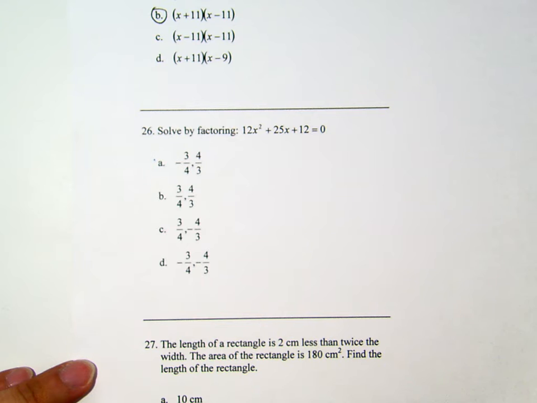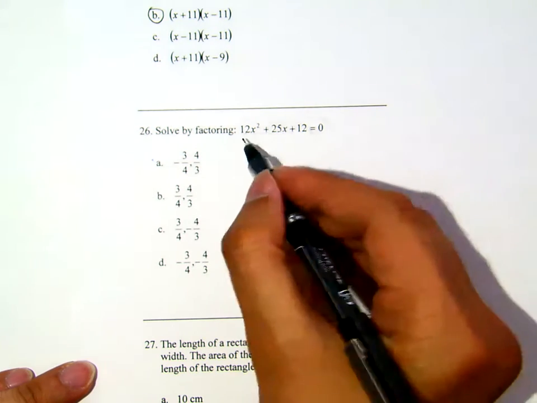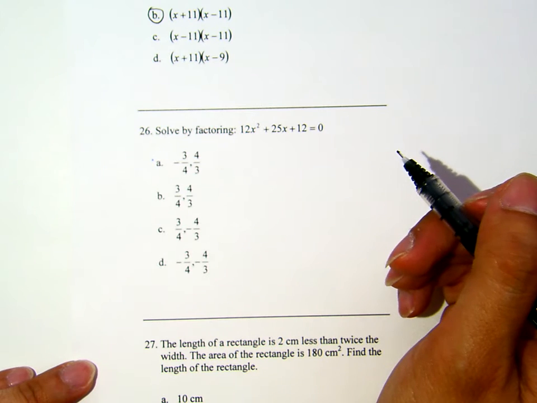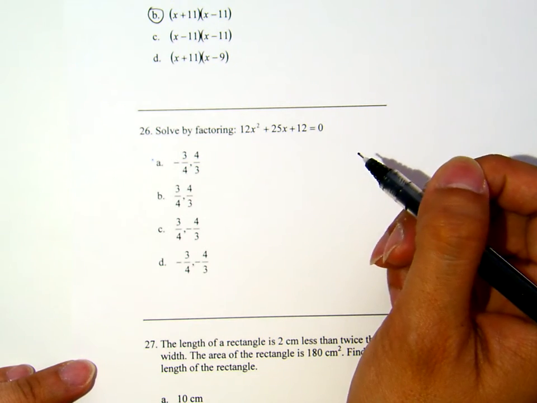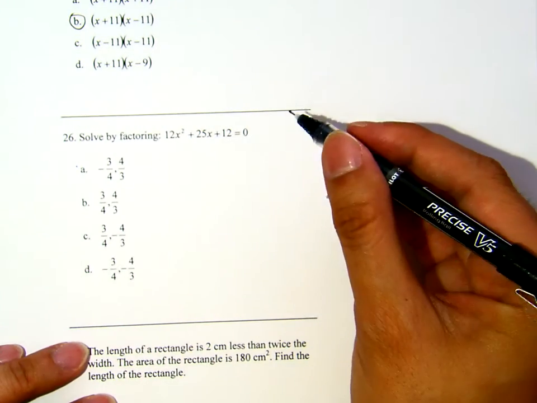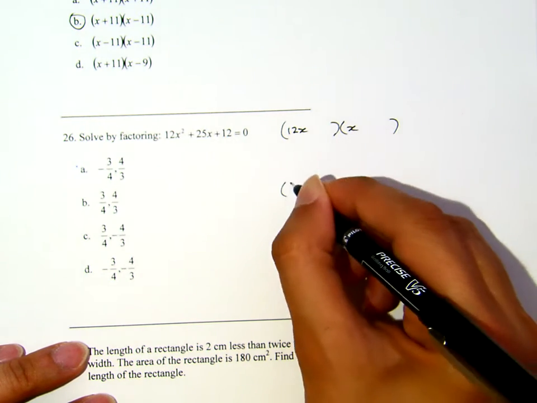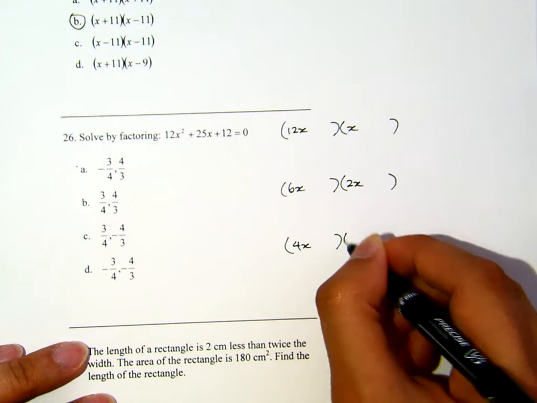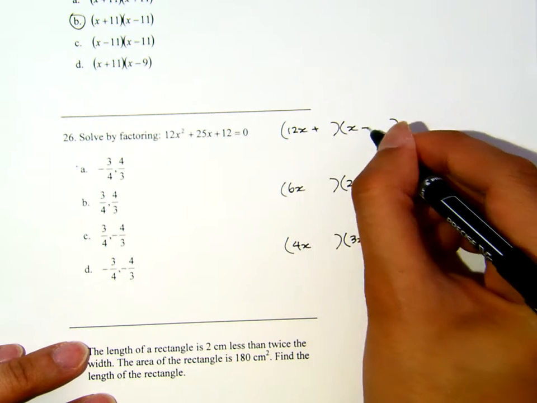Number 26, solve by factoring. You see that this is already equal to 0. Therefore, I will factorize the left side and then use the zero factor theorem. Now let's see, how do I factorize 12x squared plus 25x plus 12? For 12, we have many possibilities. It is 12x and x, or 6x and 2x, or 4x and 3x. Now from the signs you see it will be both plus.